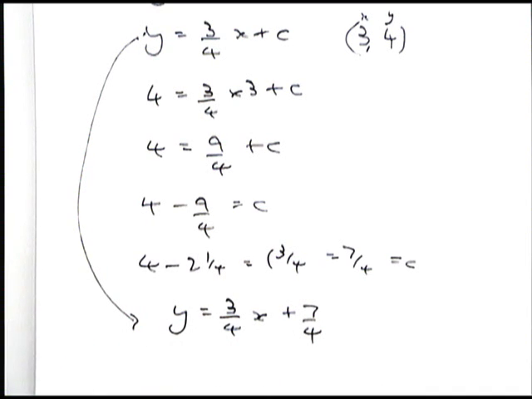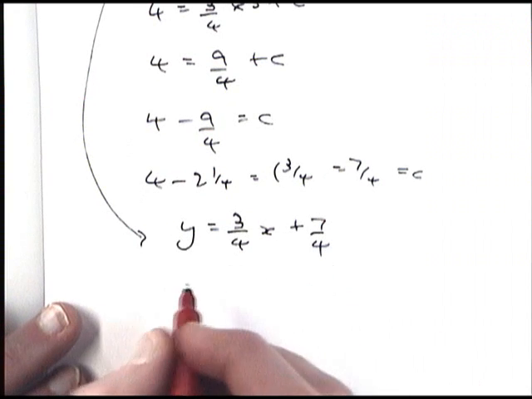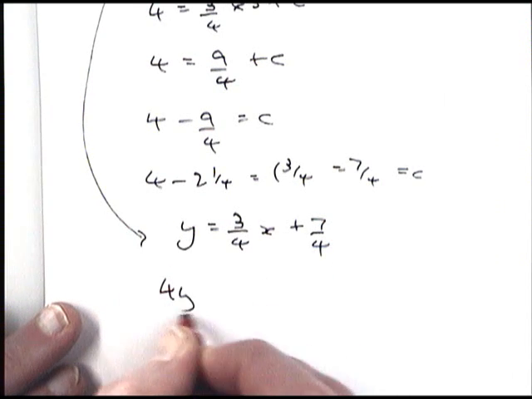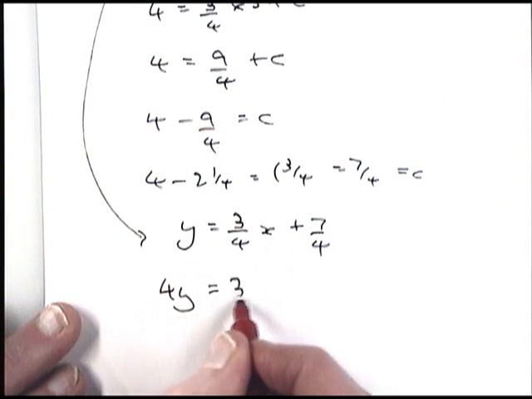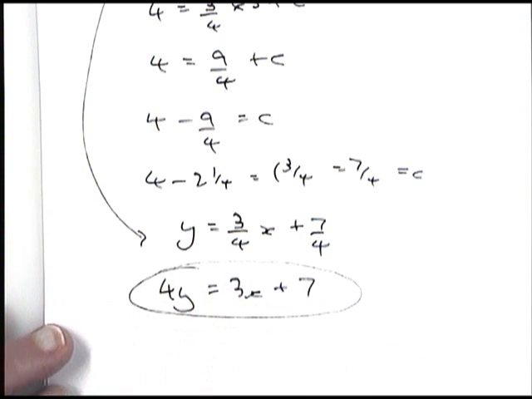That's the correct answer. If you want to write it down without the fractions, you can times everything there by 4. Y times by 4, 3/4 x times by 4, and 7 over 4 times by 4. That's a nicer way of writing the answer, but the other one was absolutely fine.